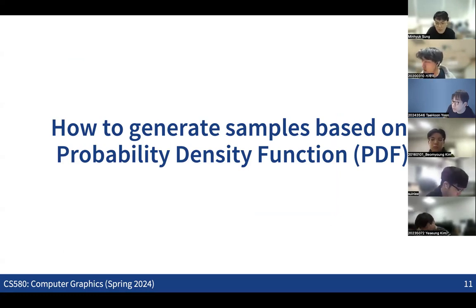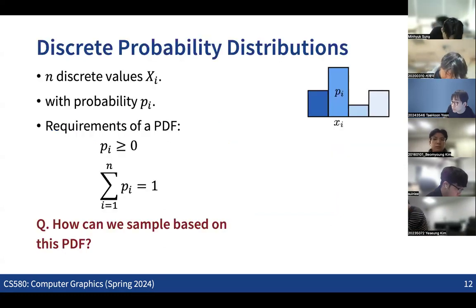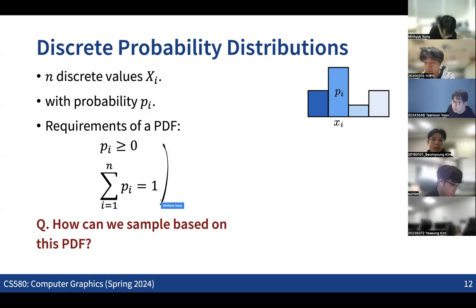So let's first see the simplest case here. Let's assume that we have a discrete probability distribution like this, where we have n discrete values xi with some probability for each value. And since we have a PDF, the probability should satisfy these two conditions, right? The sum of the probabilities should be 1.